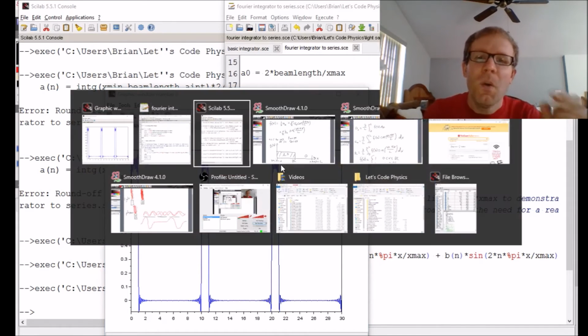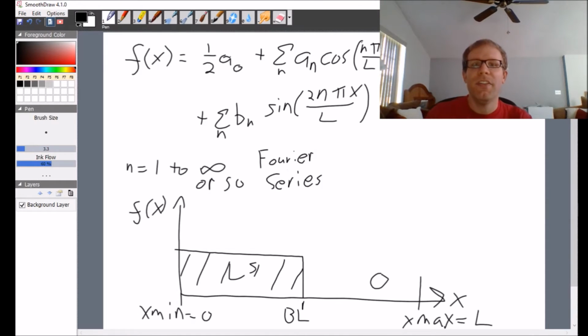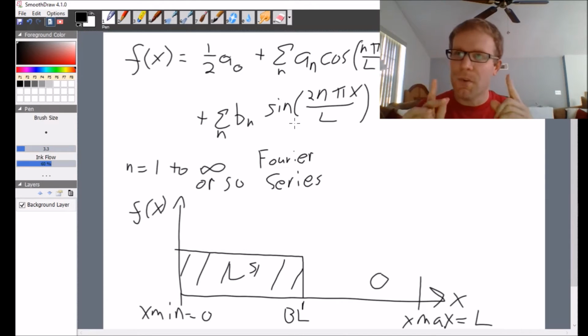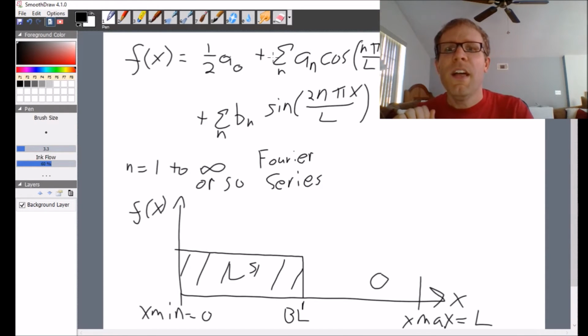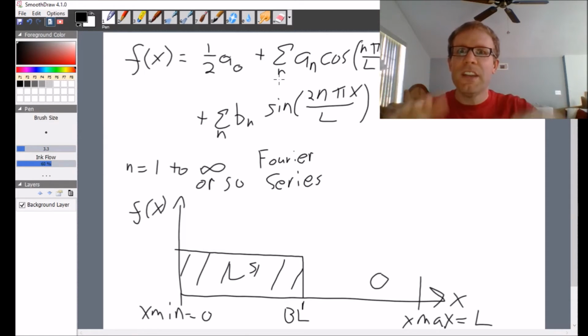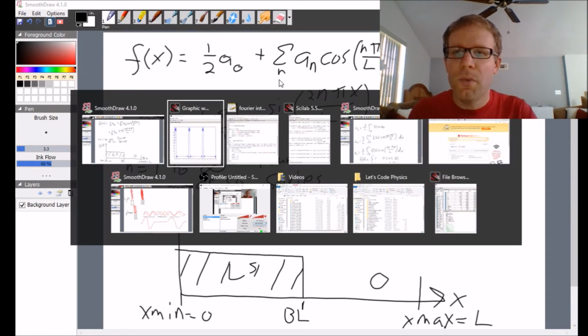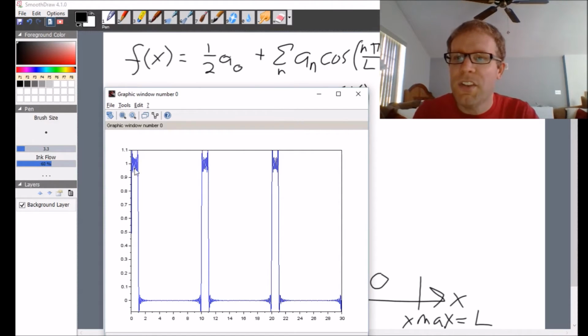What's going on here is that the wave nature of the sine and cosine is coming to rear its ugly head. As long as I use a finite number of terms, these things are going to repeat themselves. The whole summation is going to eventually repeat itself, to where the shape that I created here is going to get recreated here, and then it's going to get recreated here.